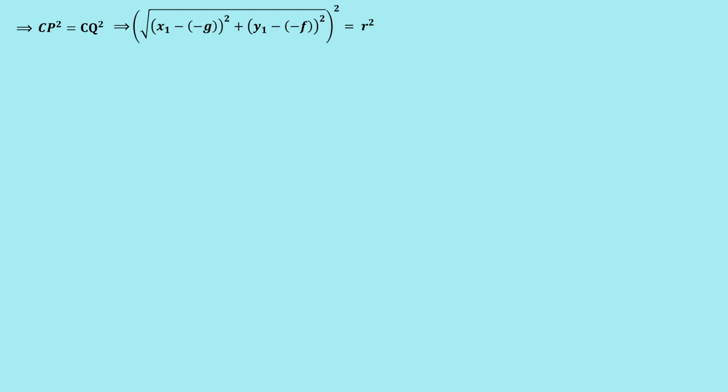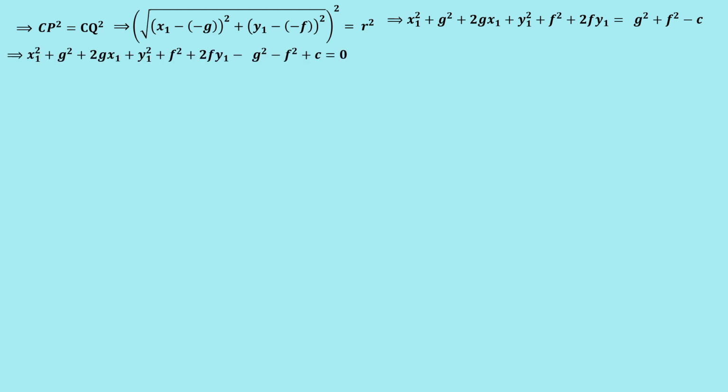We are using the distance formula, and the same idea. So x1 square plus g square plus 2g x1 plus y1 square plus f square plus 2f y1 is equal to g square plus f square minus c. Finally, g square minus g square and f square minus f square get cancelled. So the remainder is x1 square plus y1 square plus 2g x1 plus 2f y1 plus c equal to 0, which is to be proved. This is the second result.